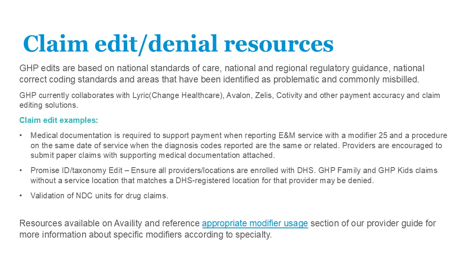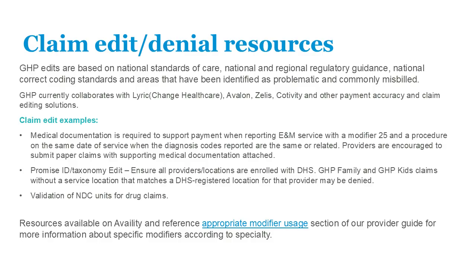Geisinger Health Plan collaborates with vendors such as Lyric, also known as Change Healthcare, Avalon, Zealous, Cotivity, and other payment accuracy and claim editing solutions to perform claim edits. The plan does have several claim edits in place, and while CMS and other payers may audit on the back end, we audit on the front end, which often requires documentation.